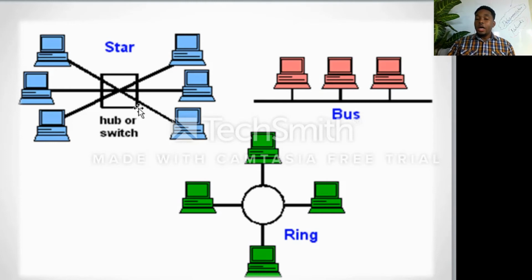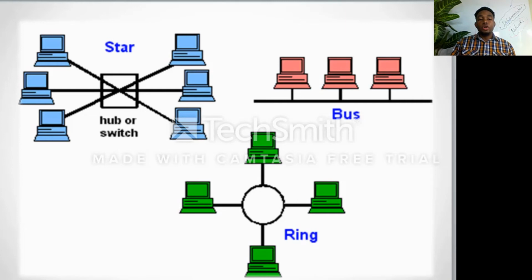If we look at the ring network here, it says unlike the bus network, the ring network has no end to the line. The last node is connected to the first node, forming a ring or a loop. And that is the setup that we have here.